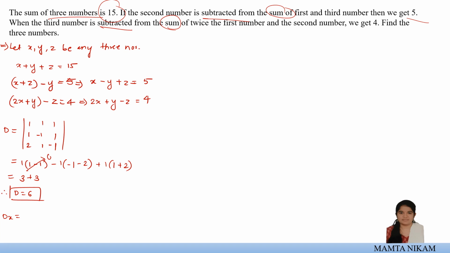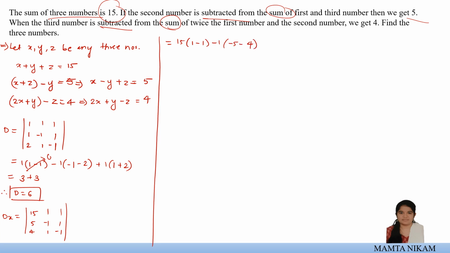Next, what do we need? Dx. So what will Dx be? Replacing the x terms with the constants, this will be 15, 5, 4, 1, minus 1, 1, 1, 1, minus 1. Evaluating further, this is 15 times (1 minus 1) minus 1 times (minus 5 minus 4) plus 1 times (5 plus 4). So 1 minus 1 is 0, this gives 9, and plus 9. Therefore Dx will be 18.